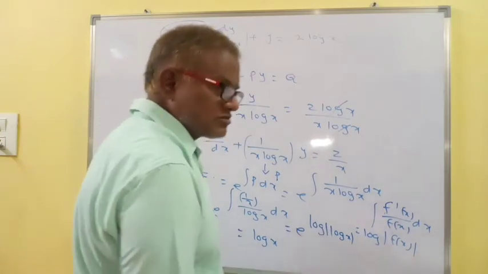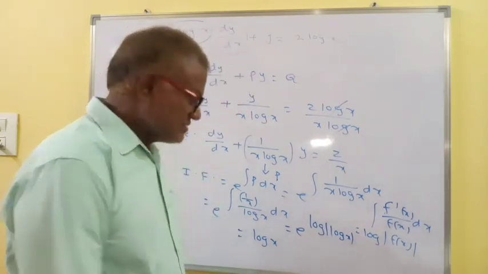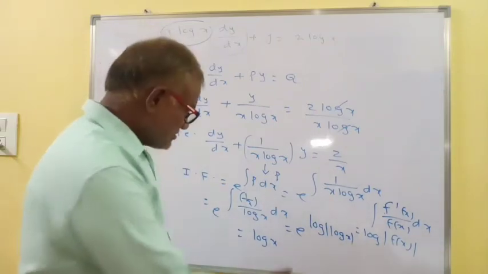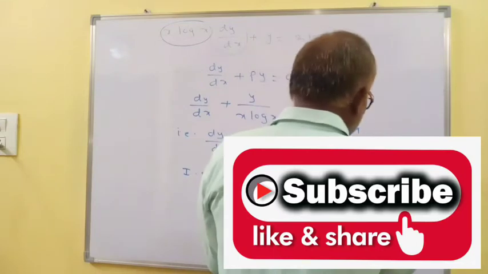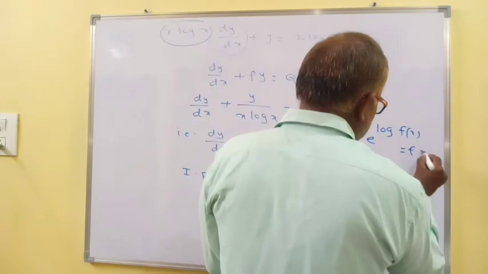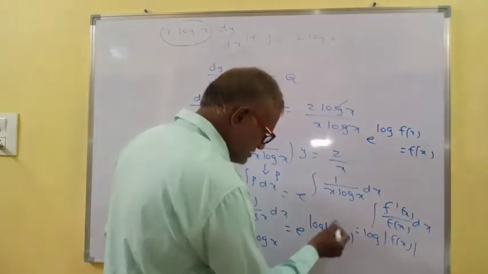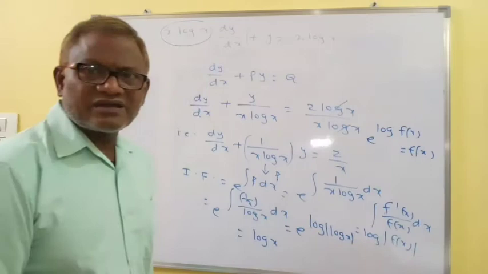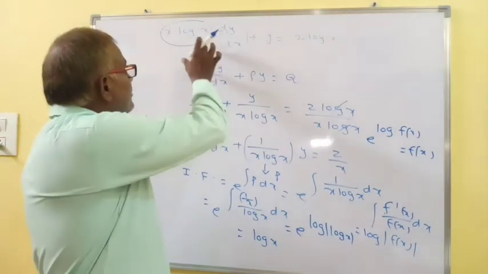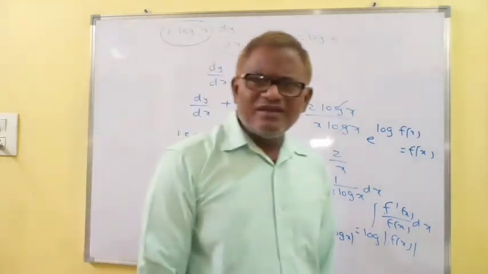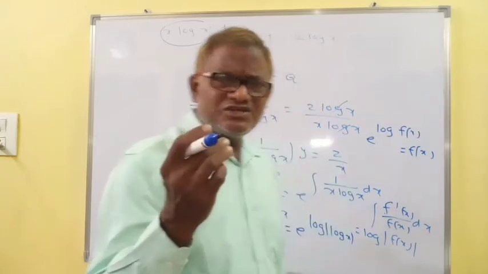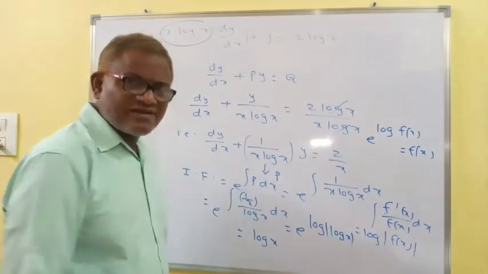Since logarithms are always positive, no need to mention modulus. Okay, so here you should remember e power log f of x is equal to f of x. So clearly this is the f of x here. So the answer is log x. Okay, is this clear? If you identify the given DE as either linear in y or linear in x, you just have to find IF directly.